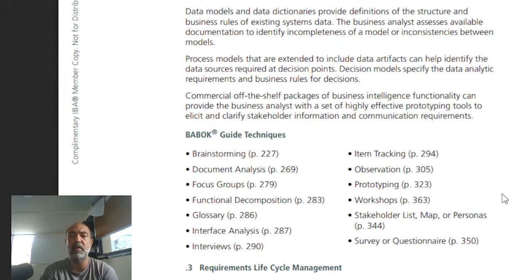Commercial off-the-shelf packages of business intelligence functionality can provide the business analyst with a set of highly effective prototyping tools to elicit and clarify stakeholder information and communication requirements.